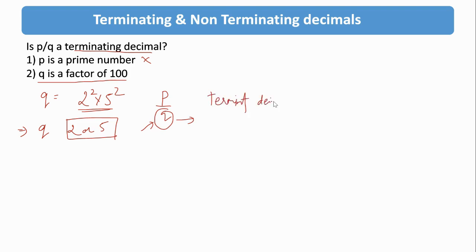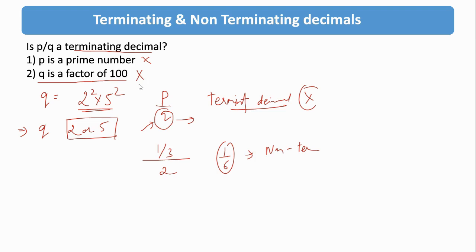Terminating decimal? No, we cannot say. Why? Because even if Q is having 2 or 5, let us say Q is only 2, then also you cannot say P upon Q is a terminating decimal. Why? Because what if P itself is 1 by 3? Then again it would be 1 by 6, which is non-terminating, right? So since we do not know what P is, it may be non-terminating itself. That's why statement 2 alone is not sufficient to answer.